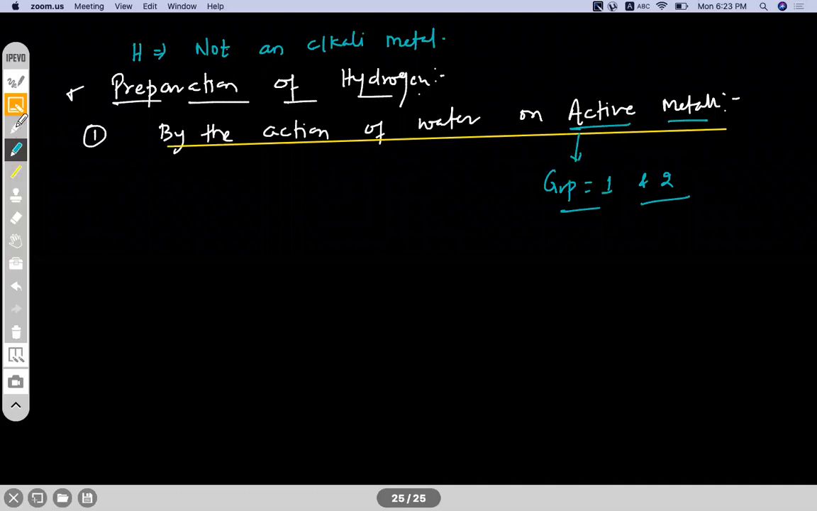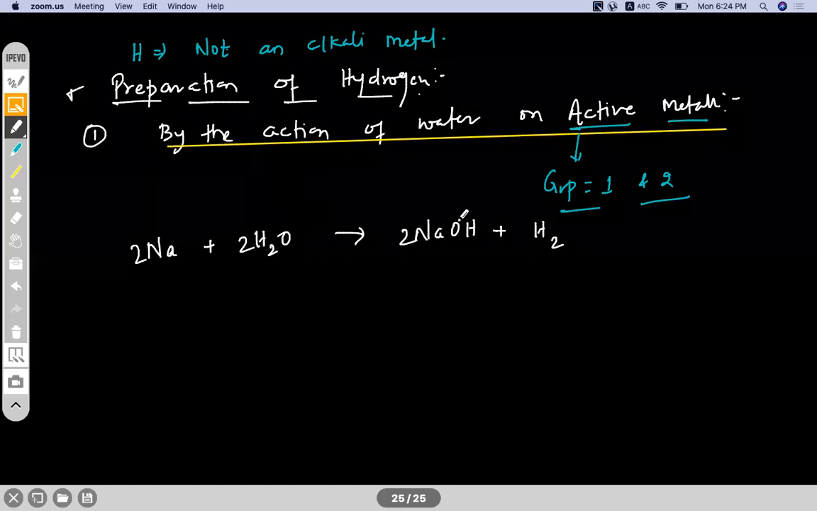So for any element of the alkali metals, for example, Na plus H2O converts into NaOH plus H2, that is, 2Na plus 2H2O gives 2NaOH plus H2. So the metal hydrolyzes water, releasing hydroxide and hydrogen. This reaction is highly vigorous and exothermic.